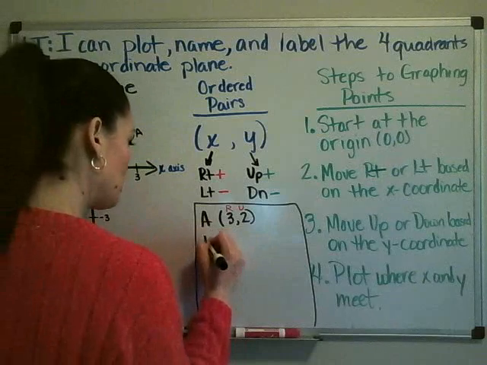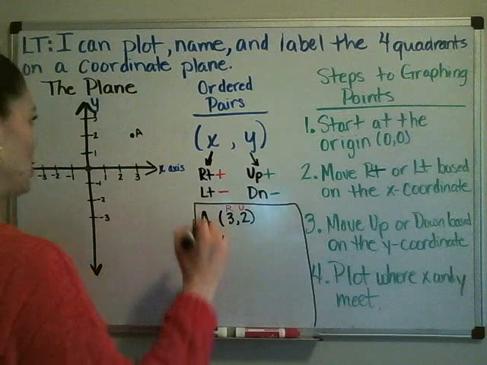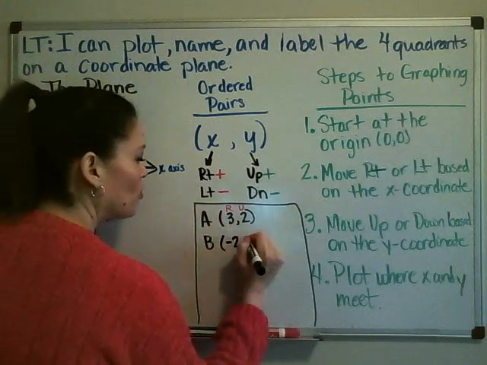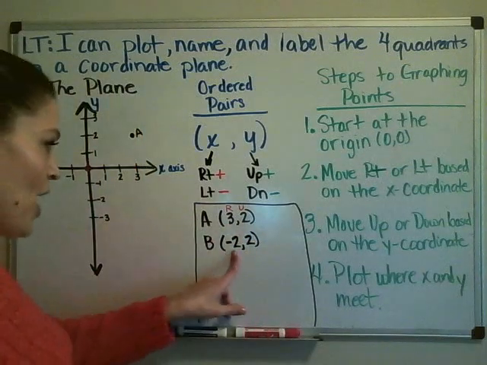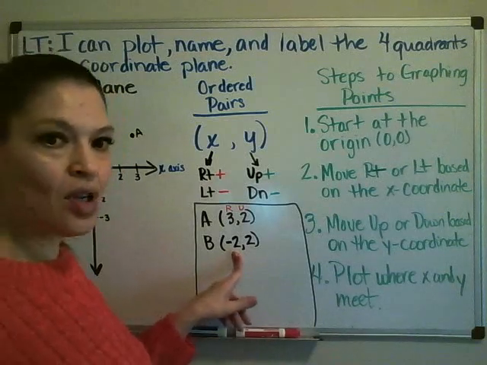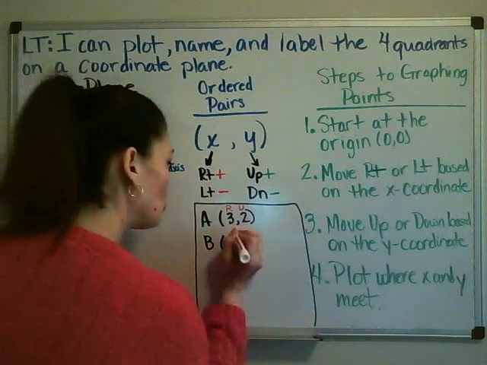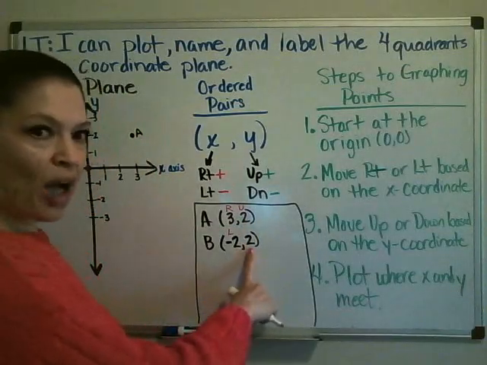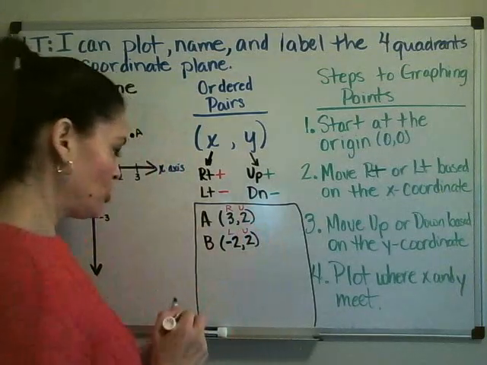Now let's go to point B. Now let's say we're going to go -2, comma, +2. So your X goes left and right. So if it's negative, you have to go where? You have to go to the left. And your Y number is positive, so you have to go up.